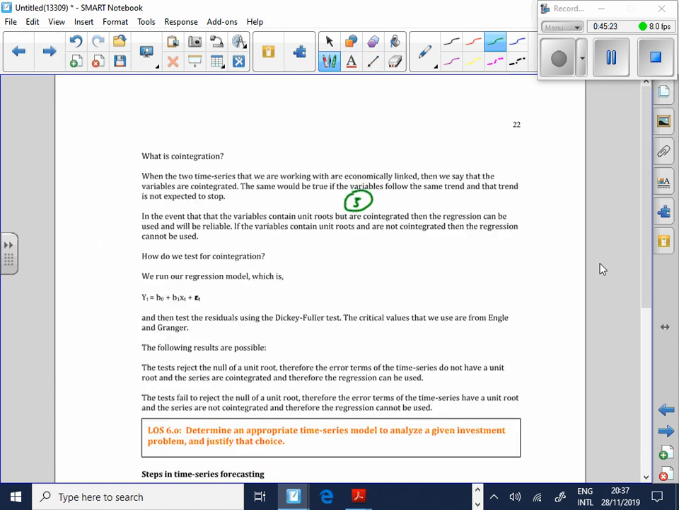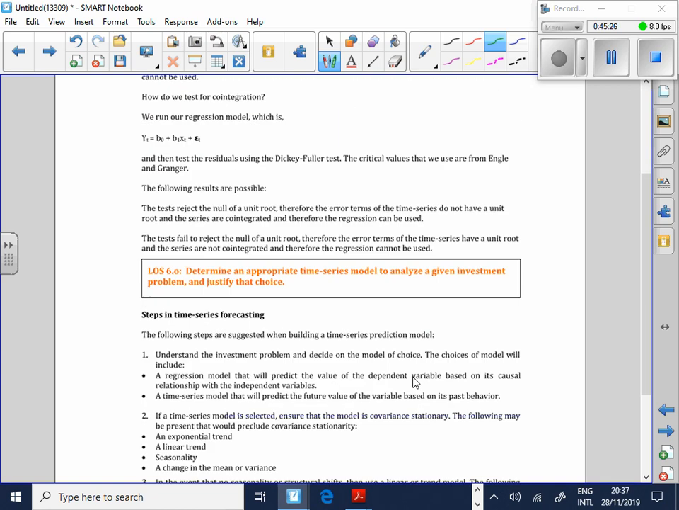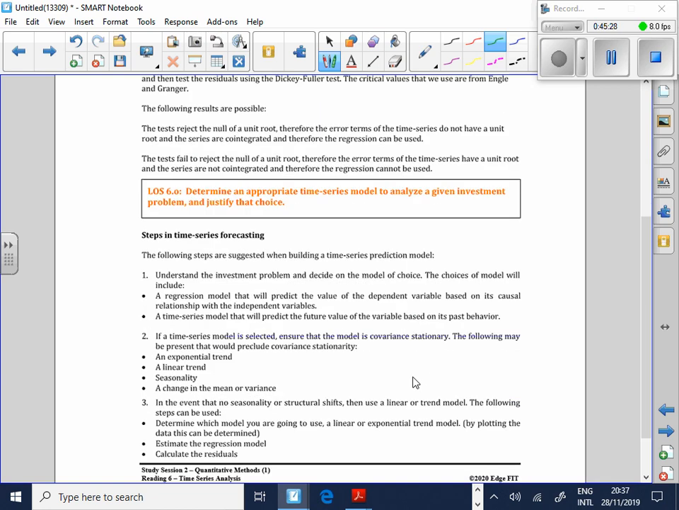Let's move down. And guys, I'm not spending much time on this. This is just really a summary of what we've seen in the whole picture thus far. Steps in time series forecasting. Let's have a look over here. I'm going to go through this quite quickly. The following steps are suggested when building a time series model for prediction. Number 1, understand the investment problem and decide on the model of choice. When we talk about the model of choice, is it a linear model? Is it a log linear model? Is it an AR model?